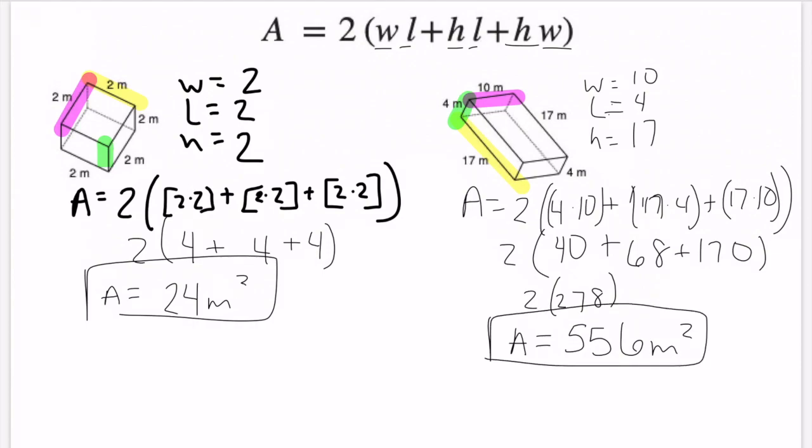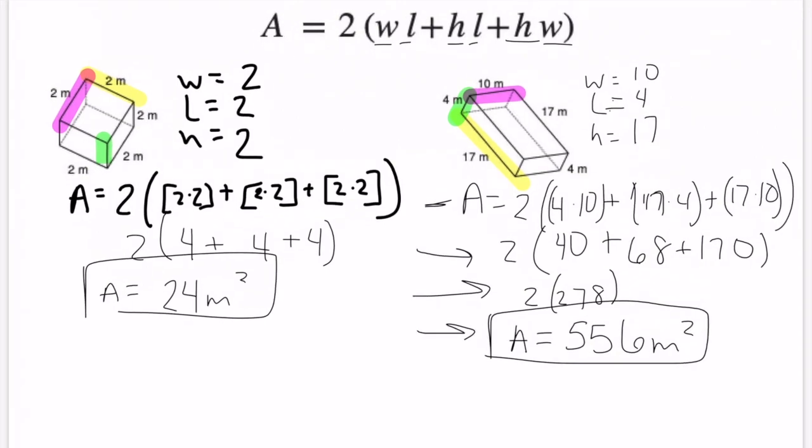Again, if you look at this, we're just simplifying. I plugged it all in in this first step up here, and then I simplified. I did the multiplication, then I did the addition, then I multiplied the whole thing by 2. So let's look at another one.